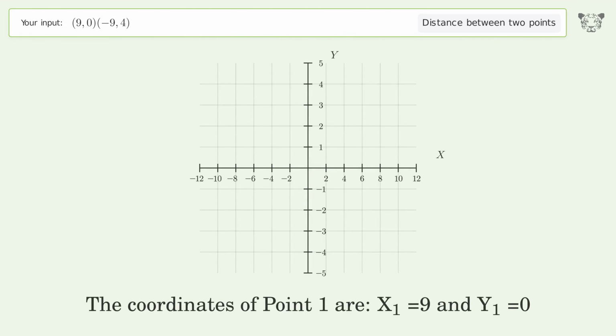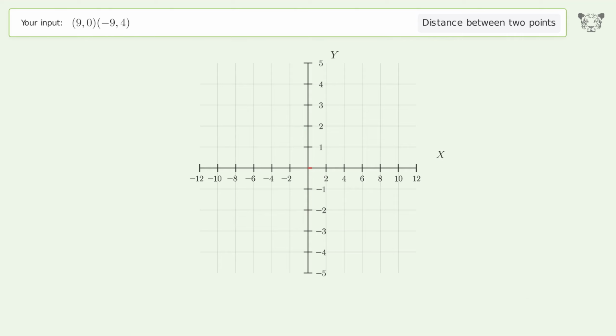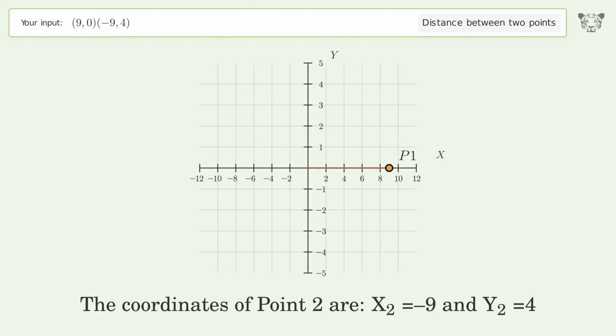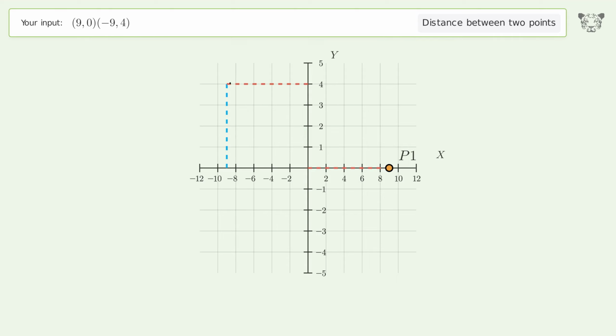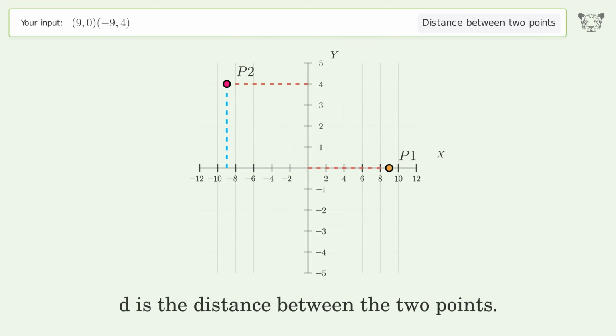The coordinates of point 1 are, x1 equals 9 and y1 equals 0. The coordinates of point 2 are, x2 equals -9 and y2 equals 4. D is the distance between the 2 points.